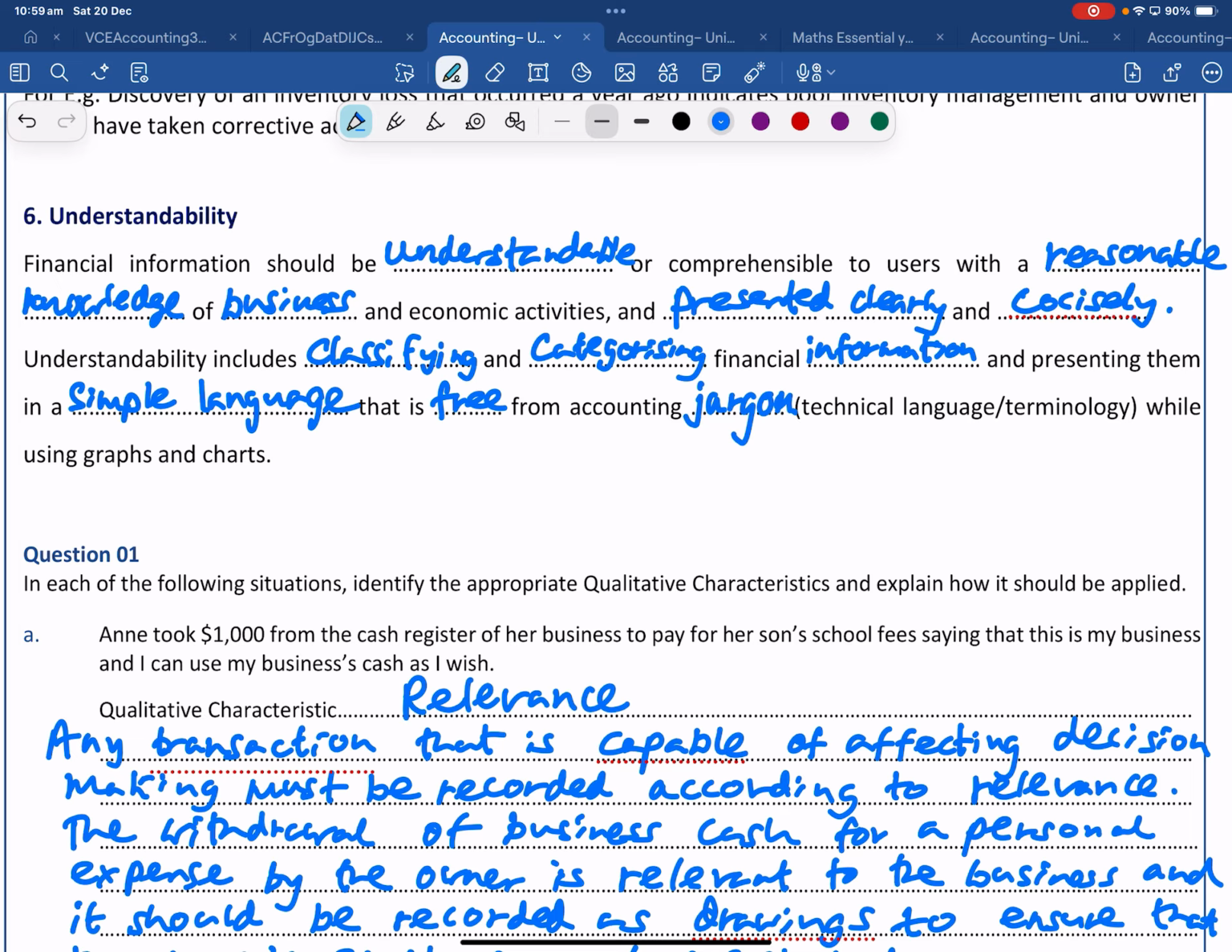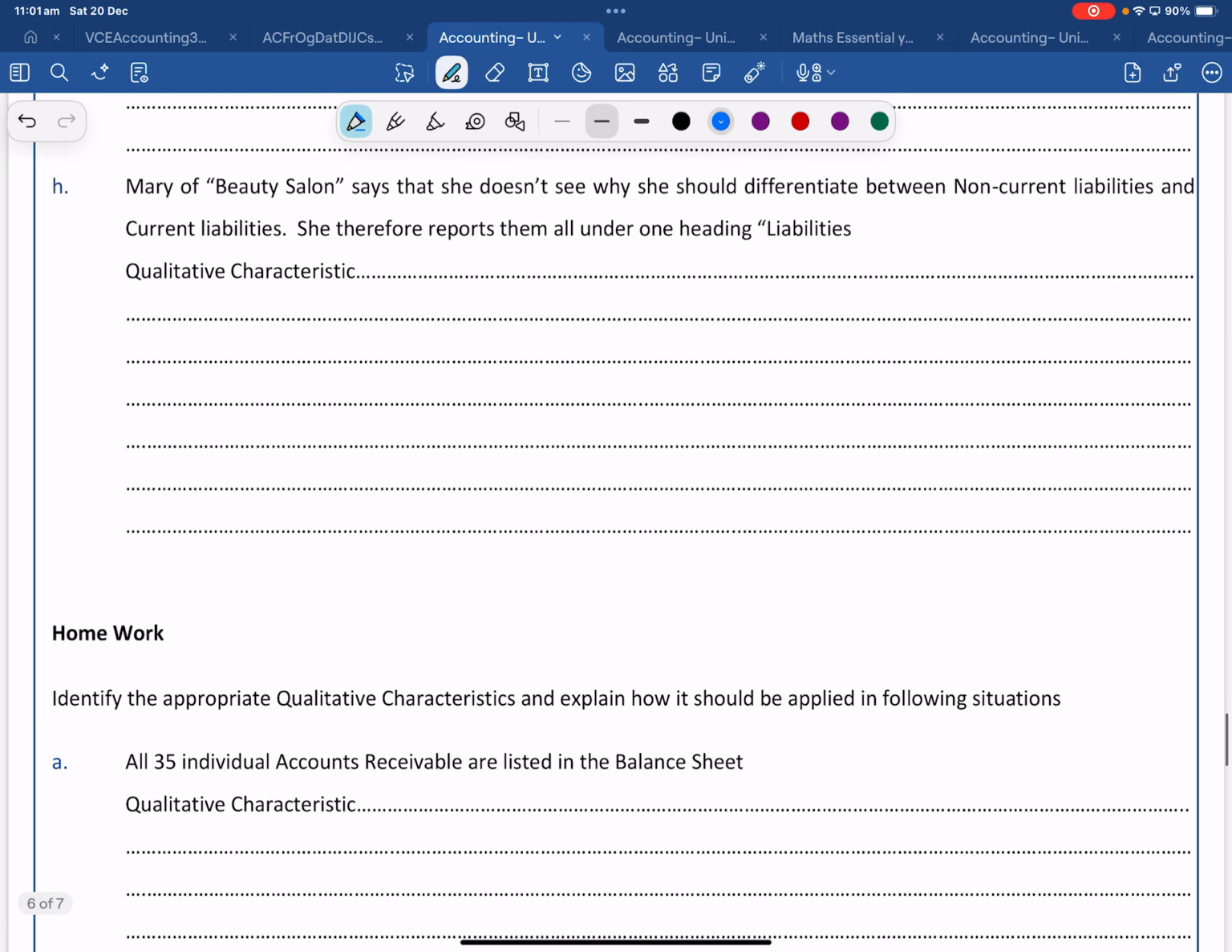Before we do that, guys, we have to write the answers for the rest. Then I'll show you a guideline. That means you can do the rest of the questions at home. Okay, right.